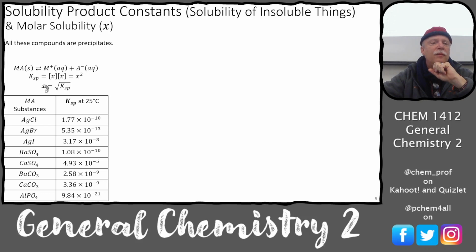Notice that the molar solubility is essentially the square root of these KSP numbers. And so if I have a smaller KSP number, I have a smaller molar solubility. So what's the least soluble substance in this table? Yeah, AlPO4, aluminum phosphate. It's 9.8 times 10 to the minus 21.